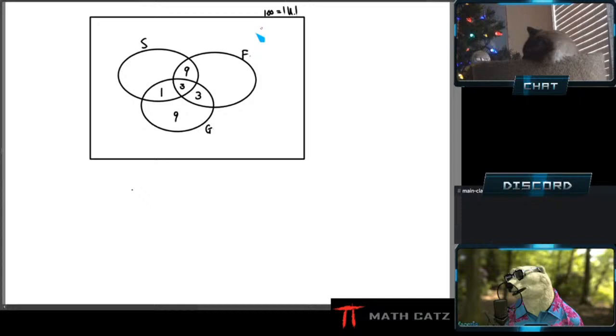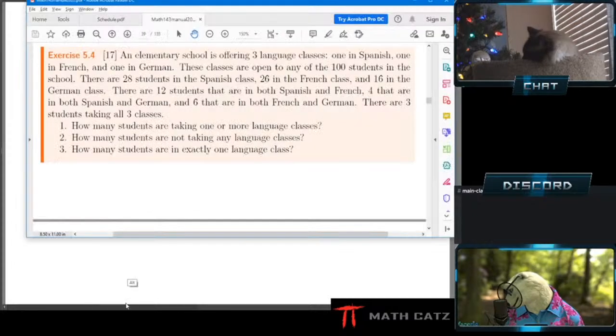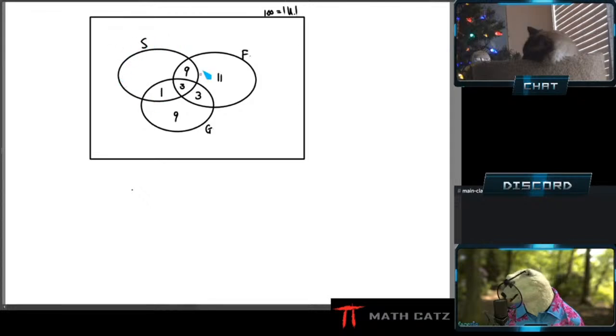26 in the French class, 26 in total in this circle. I already have 15, so it looks like 11. And then 28 Spanish class, 28 I said. I already have 13, so that looks like a 15.